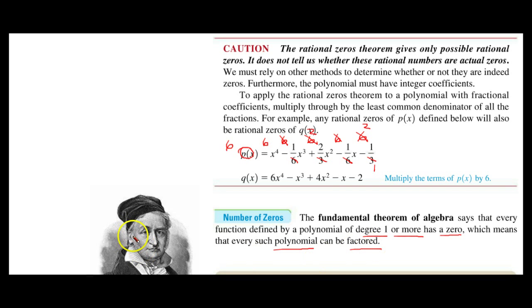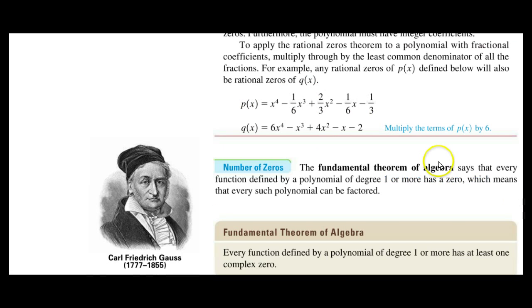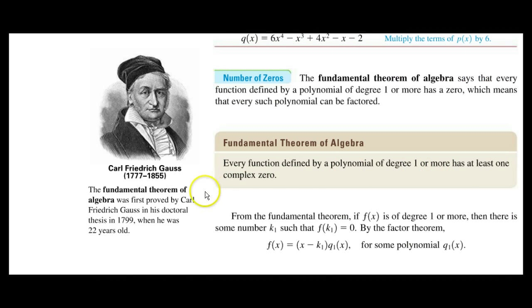Okay, this looks like my good old friend Descartes there, or Descartes. No, that's Carl Friedrich Gauss, another mathematician back in there. All right, I'm getting mixed up on my mathematicians. Okay, so every function defined by a polynomial of degree 1 or more has at least one complex 0. All right, let's go on.